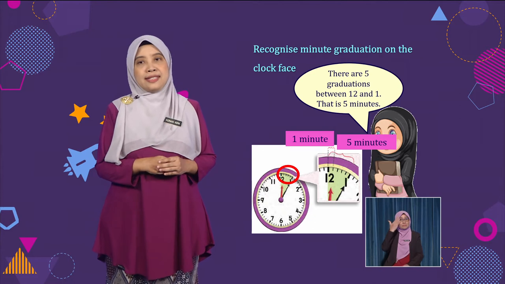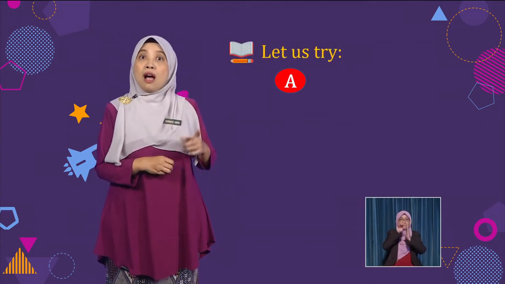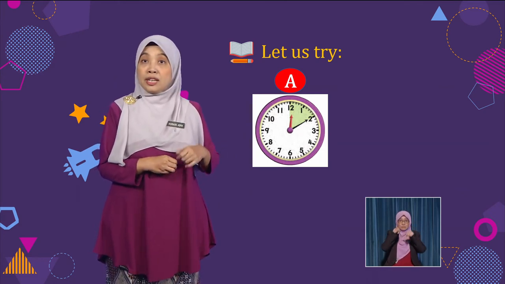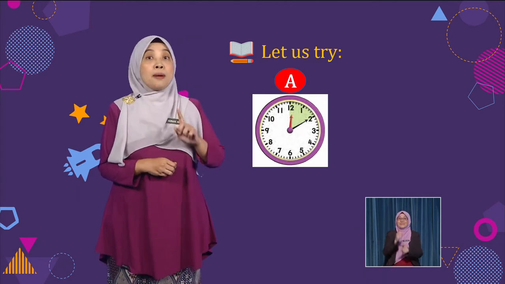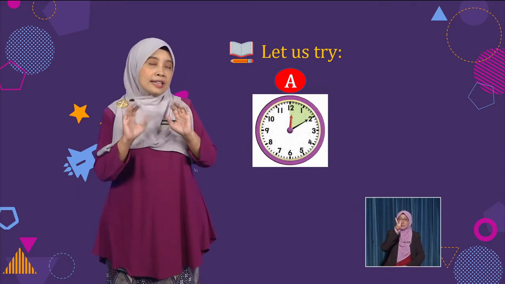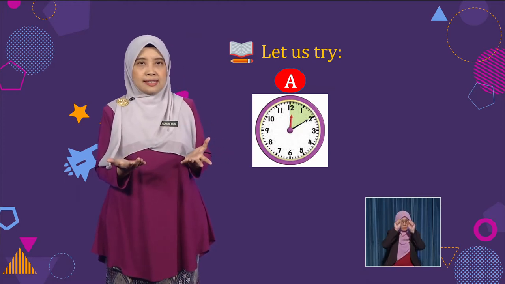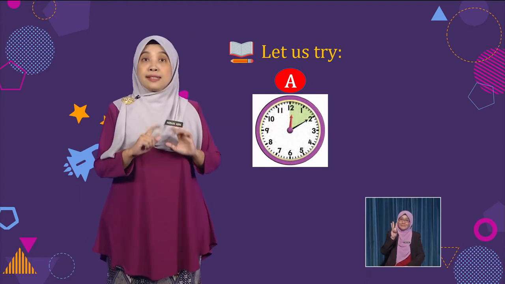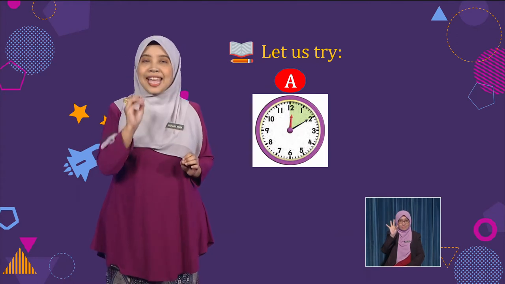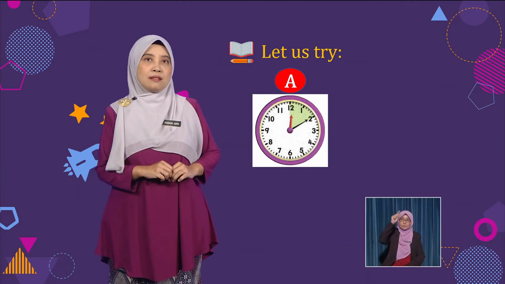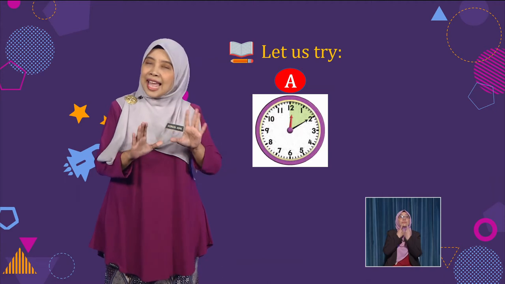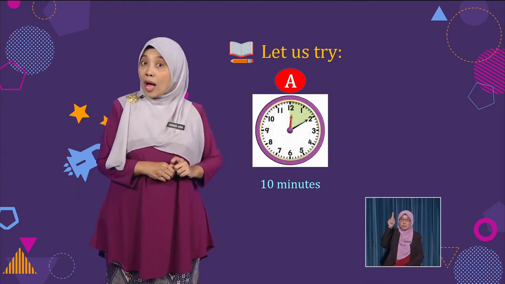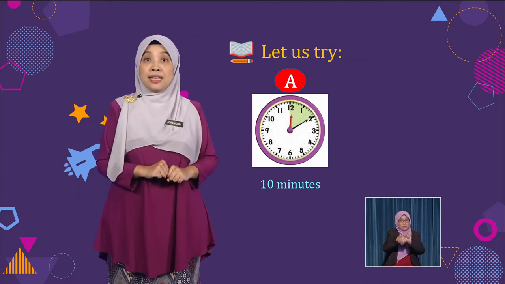Let's try some exercises. Look at picture A. How many minutes can you see in the green area? Can you count the graduation in that area? That's right. Between 12 and 2, there are 10 graduations. You can count the graduations. 1, 2, 3, 4, 5, 6, 7, 8, 9, 10. There are 10 graduations. So, the answer is 10 minutes. Why 10 minutes? Remember, one graduation is 1 minute. So, 10 graduations is 10 minutes.